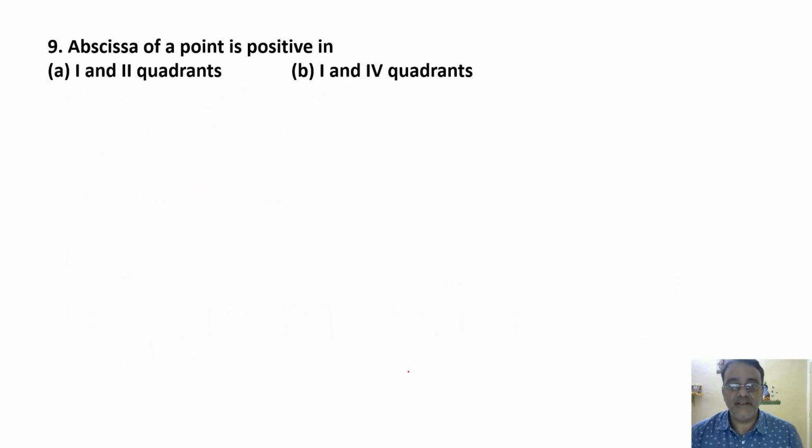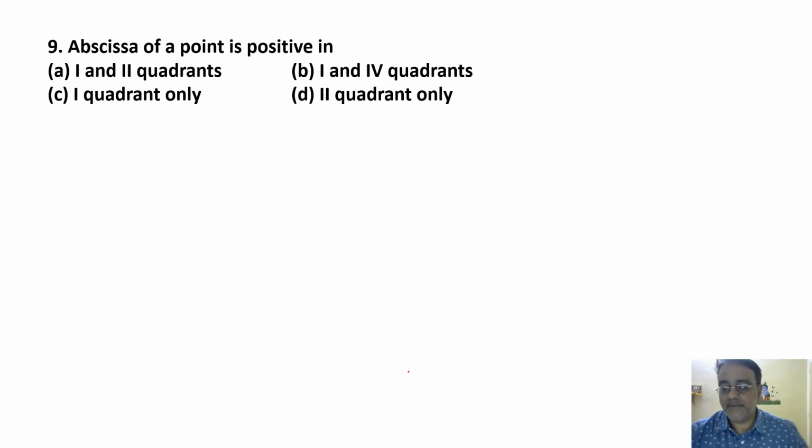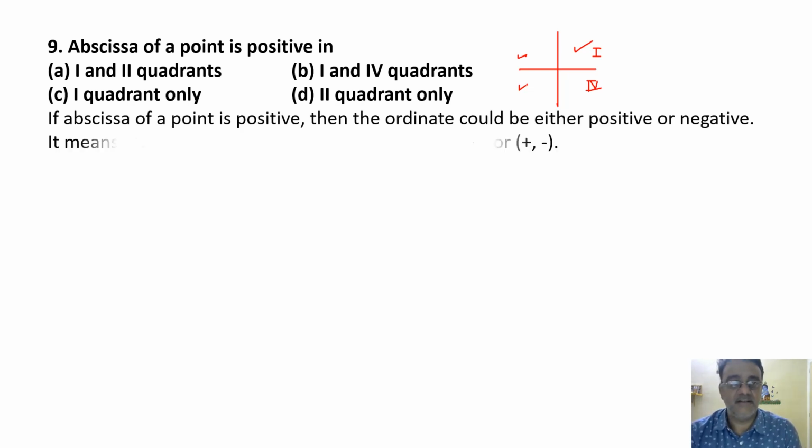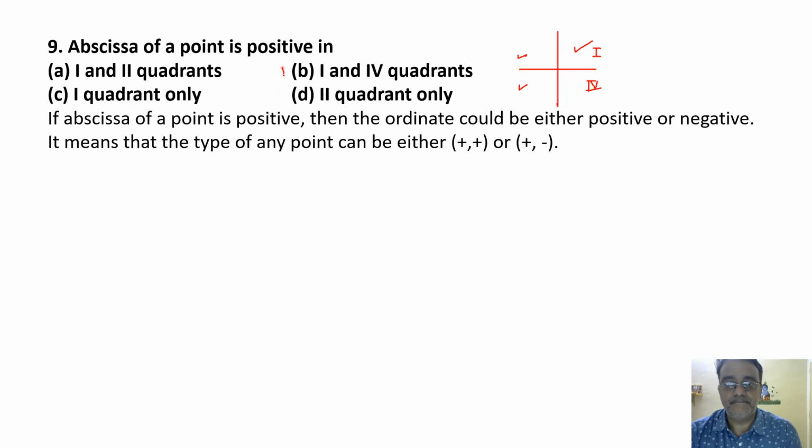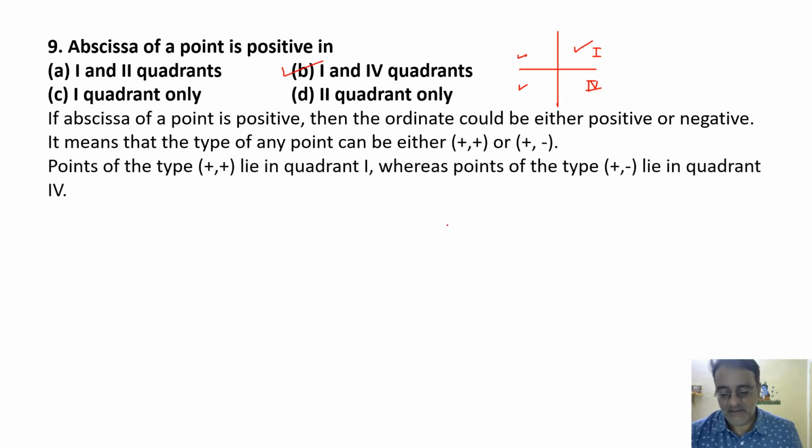Abscissa of a point is positive in dash quadrant. Okay, so first quadrant में positive होता है, ध्यान से देखो. First quadrant में abscissa means x coordinate right side में positive होता है. So right side में first quadrant है और fourth quadrant है, right? यहाँ पे और यहाँ पे negative होगा because it is lying left side of y-axis. So the correct option is B. Option B, right. Option B.